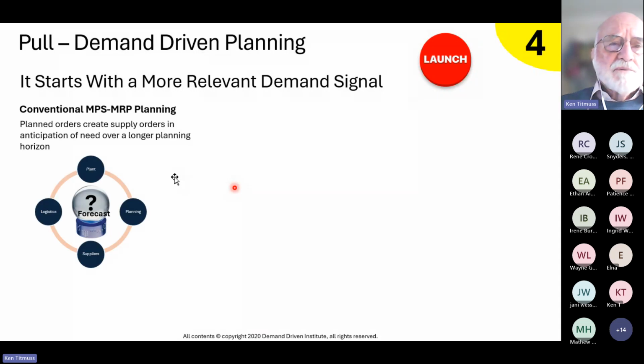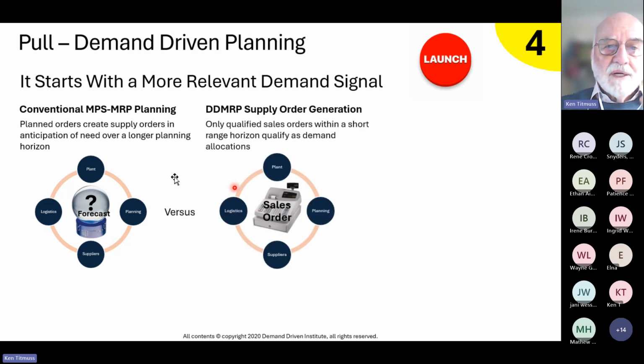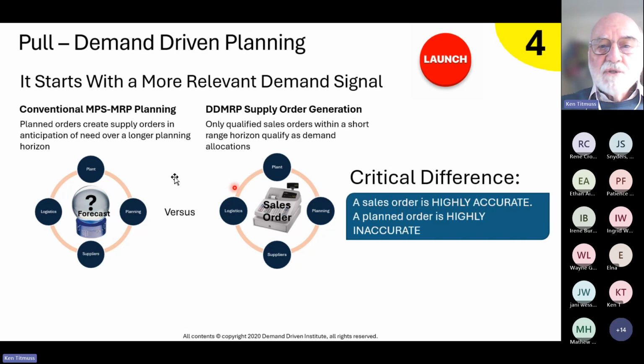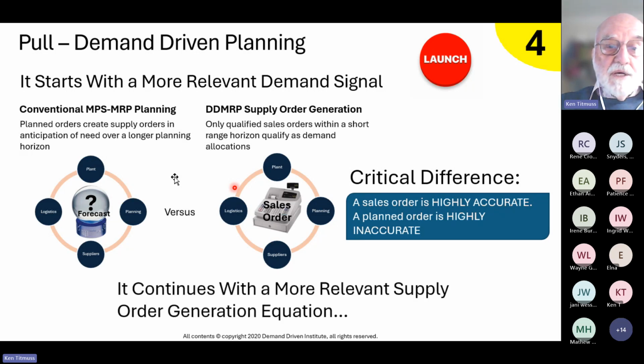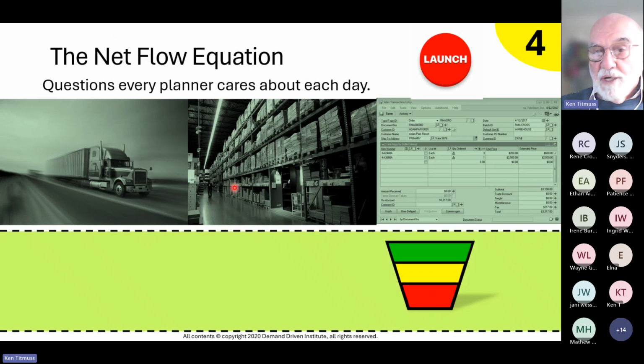So when it comes to planning, we're moving to a more relevant demand signal. We're not planning on a forecast. We're planning on actual demand, which is a lot different. Sales orders and actual demand are highly accurate, whereas planned orders and the forecasts are extremely inaccurate. So we're going to continue with a more relevant supply order generation equation. And typically there are only 2 new things we teach people in DDMRP, and this is one of them. It's the net flow equation.